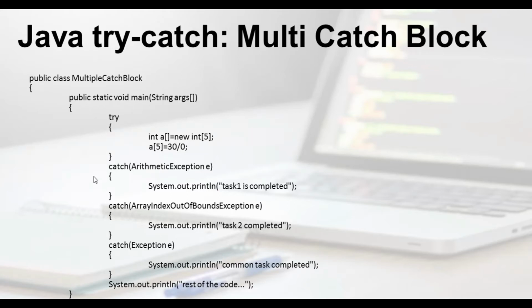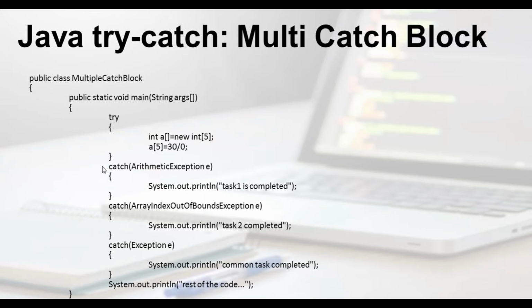But the catch block over here is a multiple catch block. In the first catch, I have defined ArithmeticException. If the try block generates an arithmetic exception, then this statement is going to print. If the try block generates an array index out of bound exception, then the second catch block is going to print.